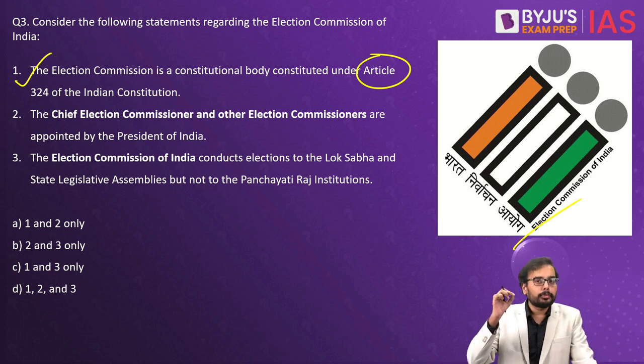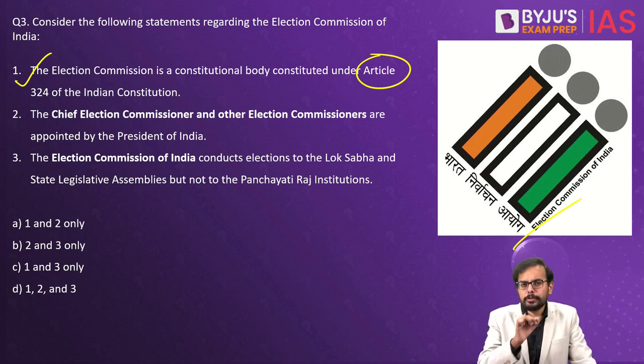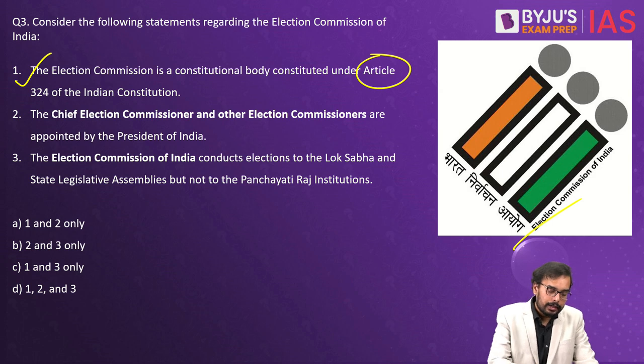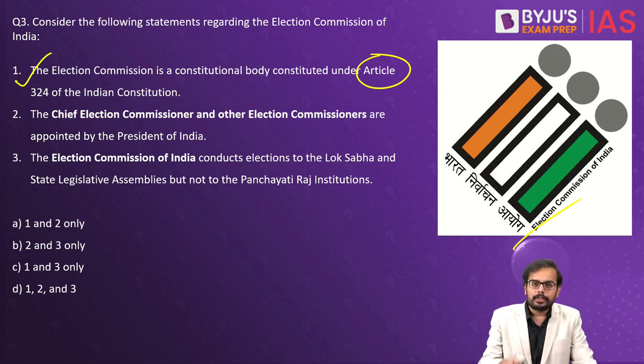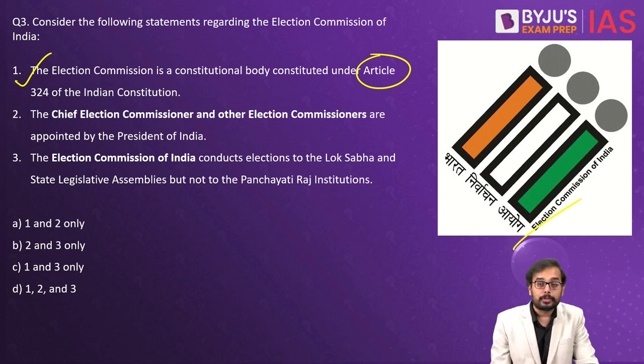From the UPSC perspective, you should know the articles of all the constitutional bodies, because in your GS2 paper you will have to flaunt all these articles in the mains paper. That's the reason you have to memorize the articles of mainly the constitutional bodies, say the articles of the Election Commission, CAG, and so on. So statement 1 is absolutely right.